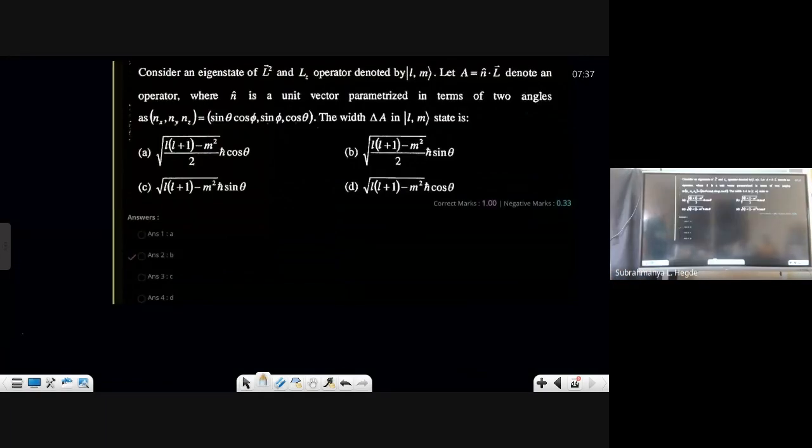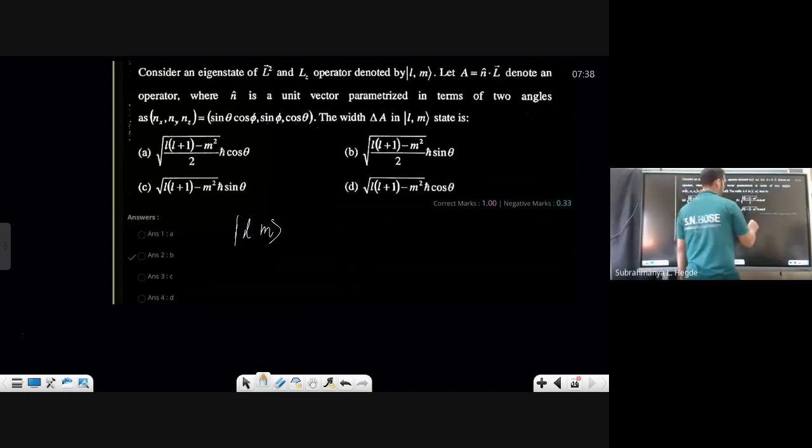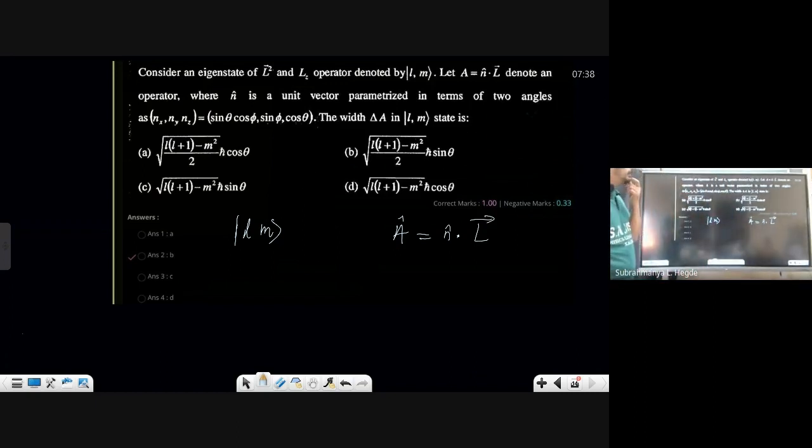Now this particular problem is very nicely defined. Consider an eigenstate of L square and Lz, denoted by ket l m. That's the eigenstate of L square and Lz. The operator A cap is equal to n cap dot L vector, where n cap is a unit vector parameterized in terms of two angles. What do you mean by it? That's your R cap, whatever we have taken in the arbitrary spin measurement problem.